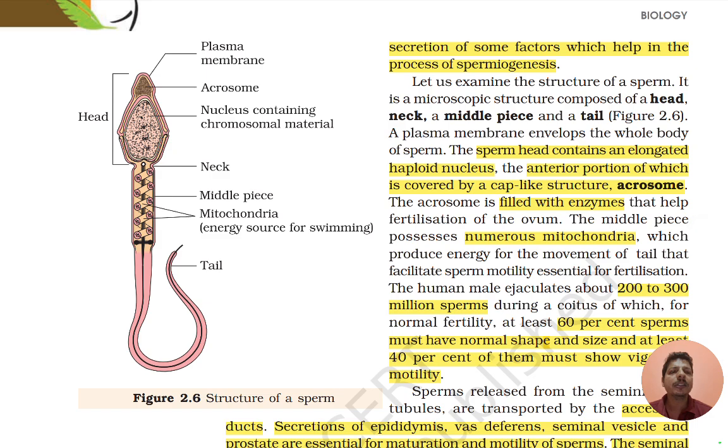Here you can see, coming to the structure of sperm, it is microscopic, composed of head, neck, middle piece and tail. A plasma membrane envelops the whole body of the sperm. The sperm contains an elongated haploid nucleus, whose anterior portion is covered by a cap-like structure called the acrosome. The acrosome is filled with enzymes that help in fertilization of the ovum. And what are the enzymes? Hydrolytic enzymes.